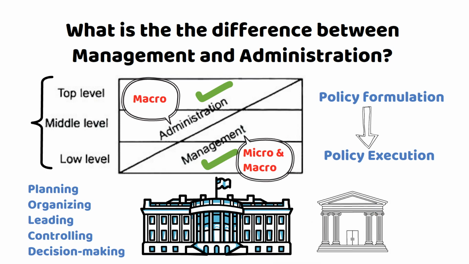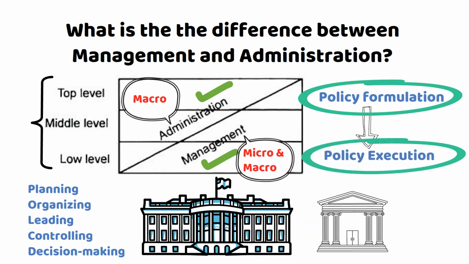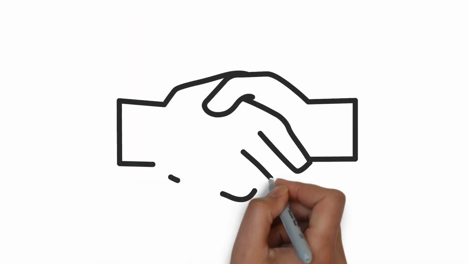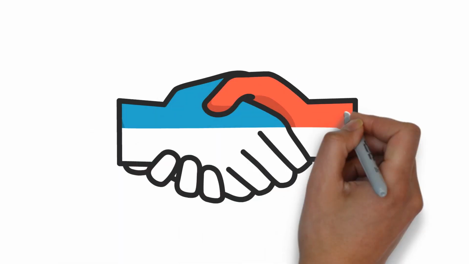Though administrators and managers do not perform different sets of functions, the relative importance of these functions varies at different levels. While policy formulation is done at higher levels, execution is done at lower levels. It is not really material whether policy formulation or execution is called administration or management. But different theorists hold different viewpoints.